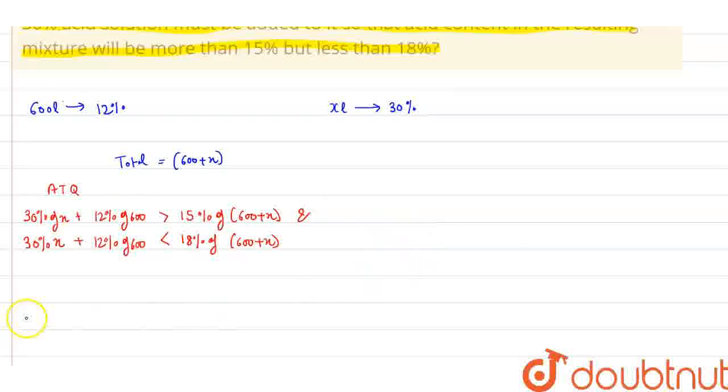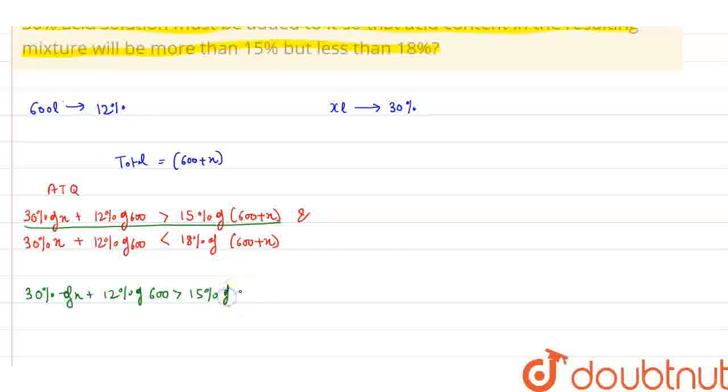So here, first we will solve this equation. So 30% of x plus 12% of 600 must be greater than 15% of 600 plus x, which is 30 by 100 into x plus 12 by 100 into 600 is greater than 15 by 100 into 600 plus x.